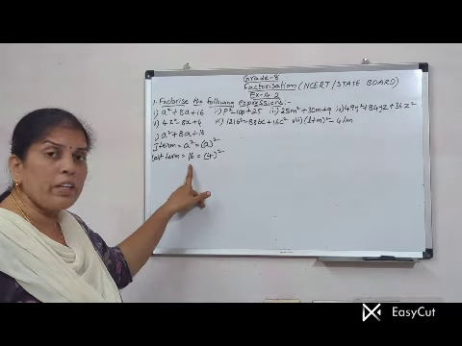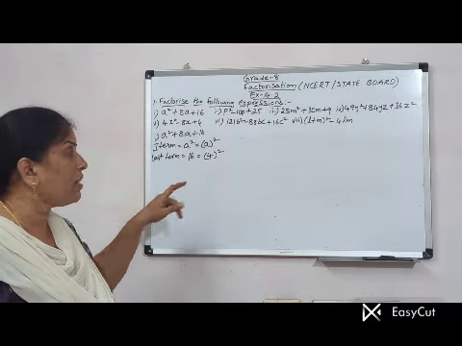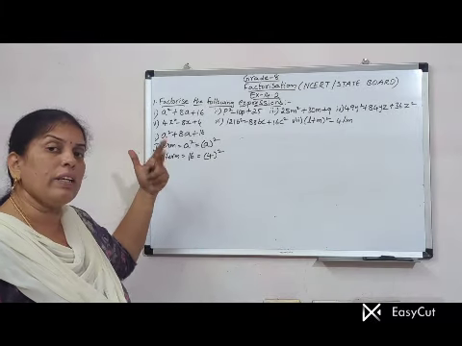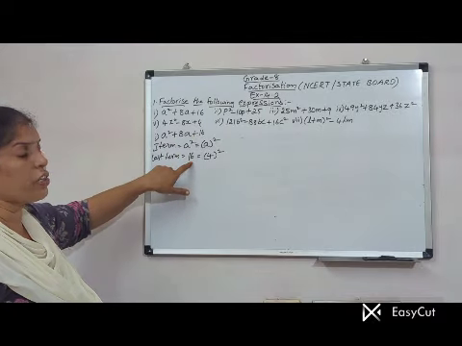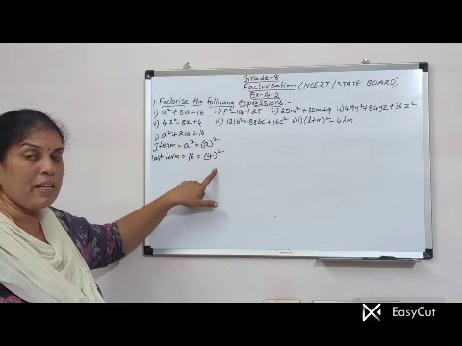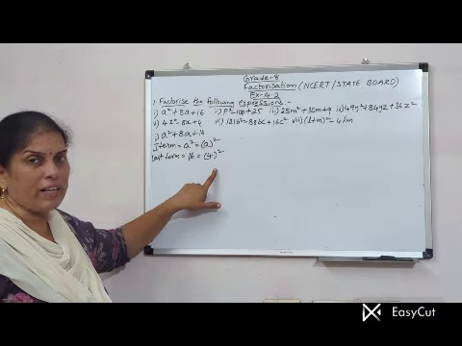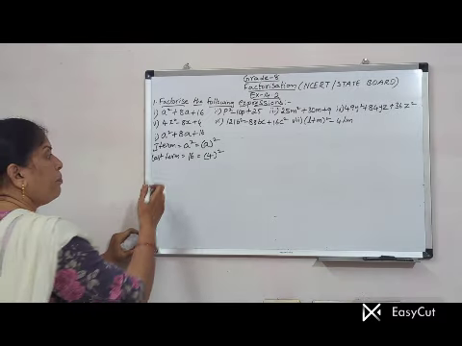If you can write it that way only, you must proceed in this procedure. Otherwise, we should do it in another method. See here, the last term is 16. 16 you can write as 4 whole square. That means we can apply. We will check the middle term also.